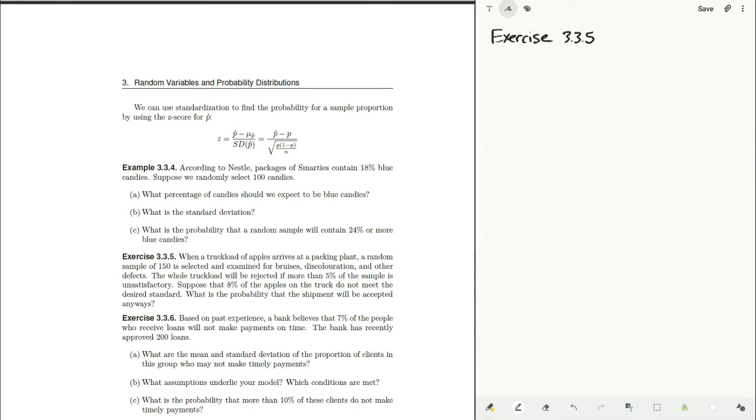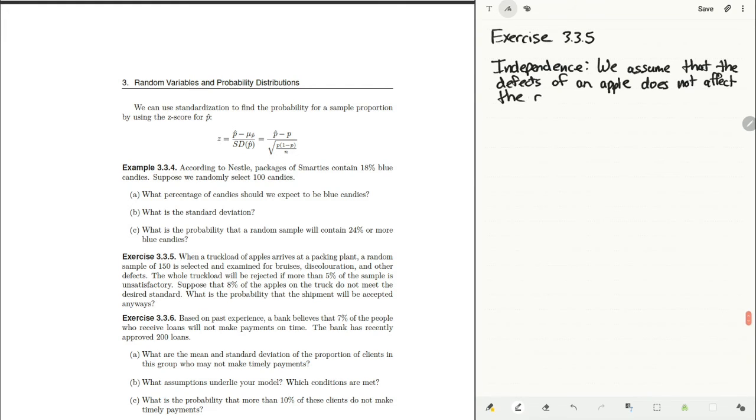So let's first look at the assumptions and conditions for using a normal model. So we have the independence assumption. Here we're looking at the defects of apples, and so we assume that the defects of an apple do not affect the defects of other apples. So they are independent of one another. So the two related conditions were randomization and the 10% condition.